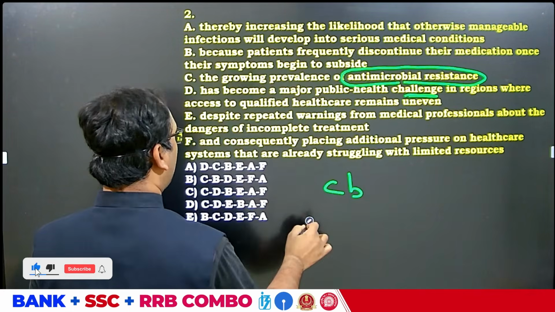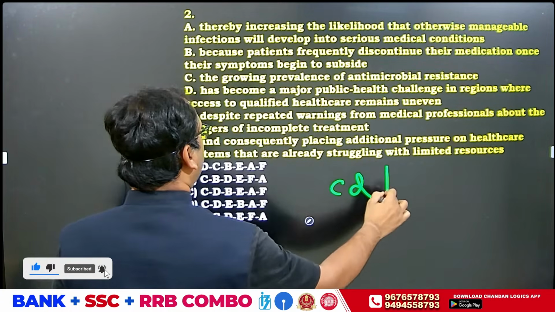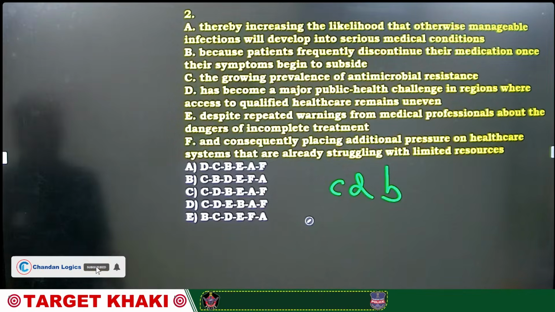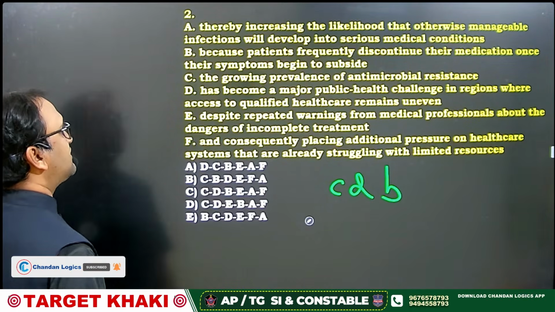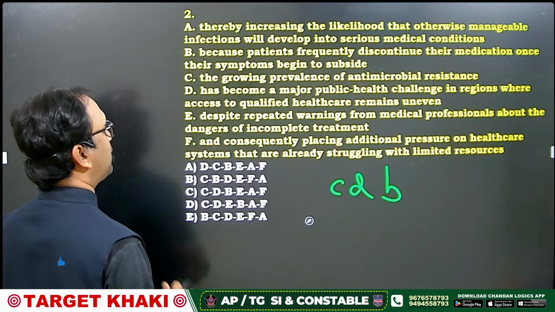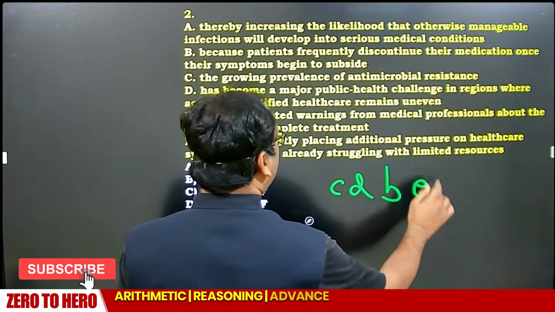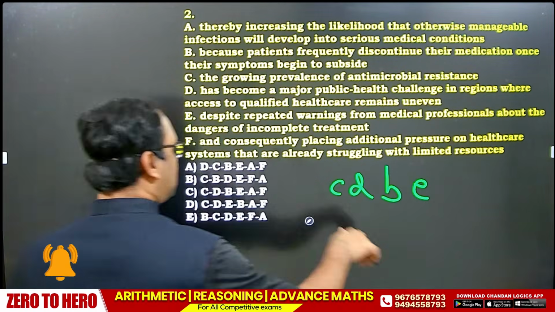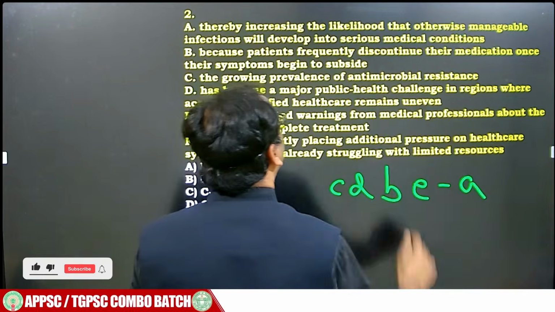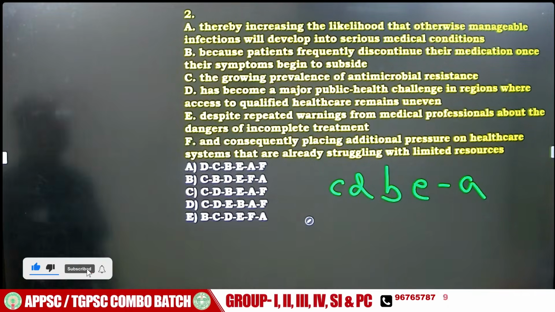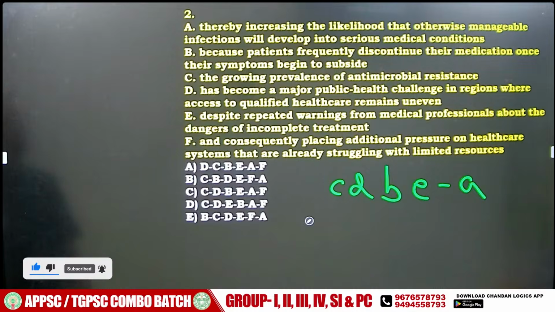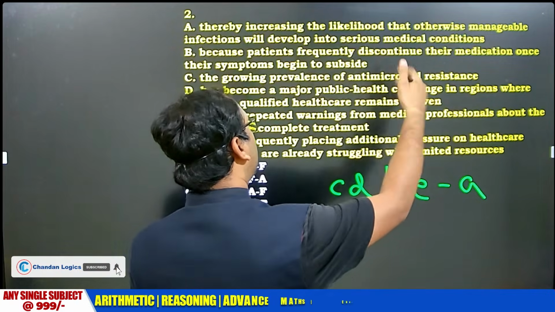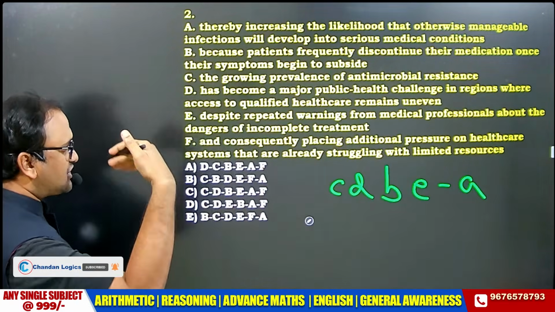What is the main problem? What is the main reason? The main reason is because patients don't use medicines properly. Once their problem subsides, the patients stop using the medicines properly. Despite warnings given by doctors, patients don't listen to the doctors. So thereby the result is naturally increasing the likelihood that otherwise manageable infections will develop into serious medical conditions, consequently placing additional pressure on healthcare.